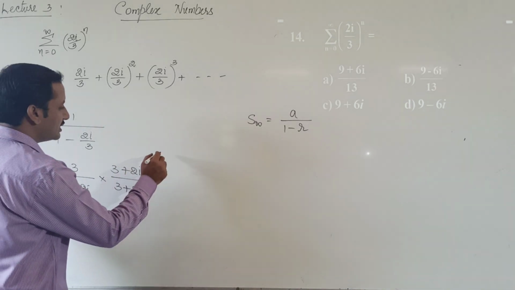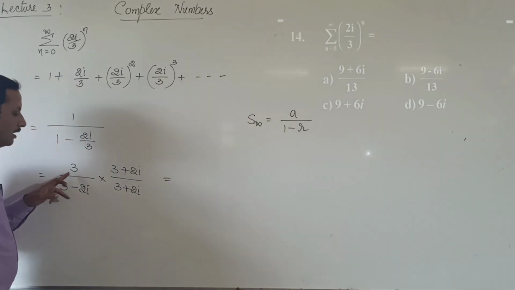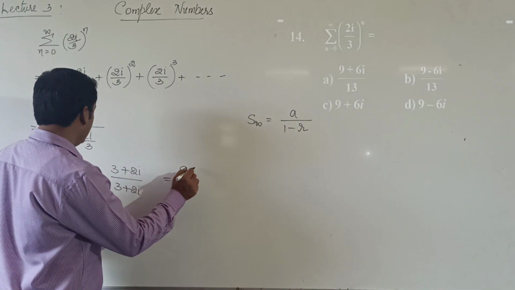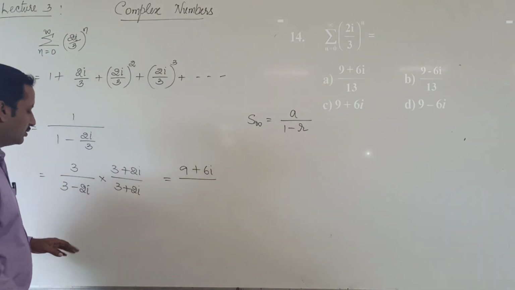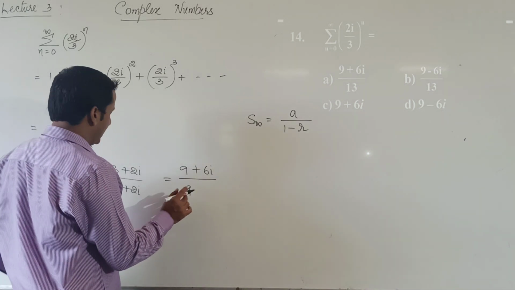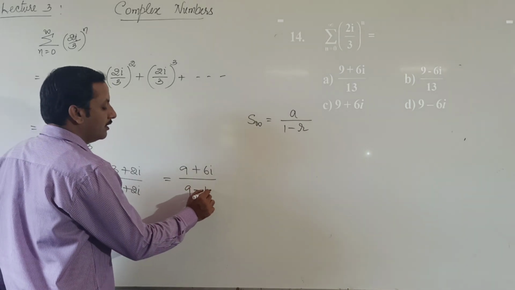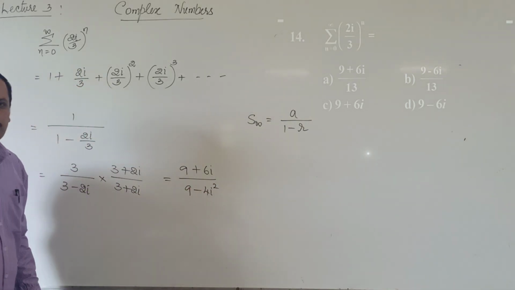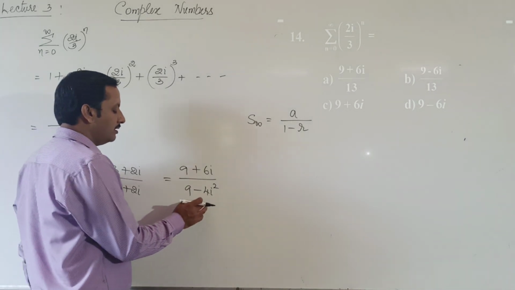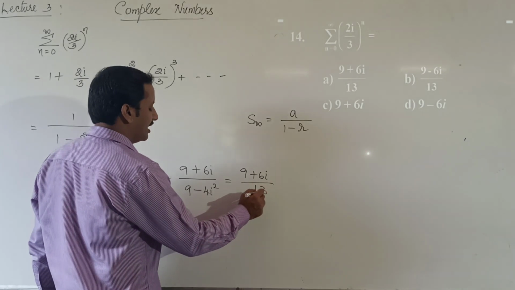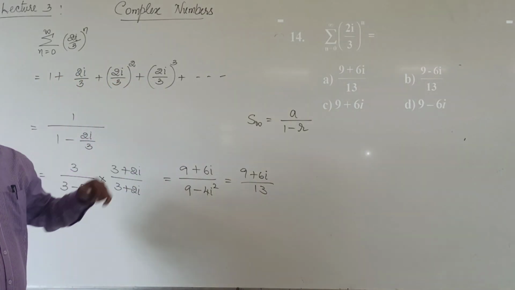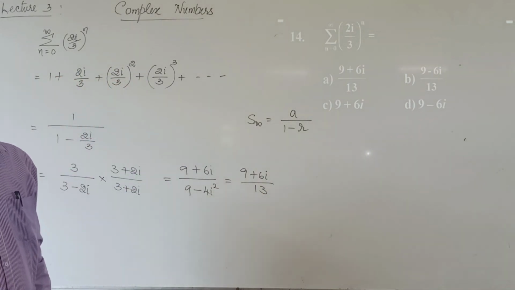Okay, that is equal to, numerator will be 9 plus 6i. Denominator a plus b, a minus b, that is a square minus b square. 9 minus 4i square. i square is minus 1. Minus 4 and minus 1 will come plus 4. 9 plus 4 is 13. So the answer is 9 plus 6i divided by 13. 9 plus 6i by 13. First option.